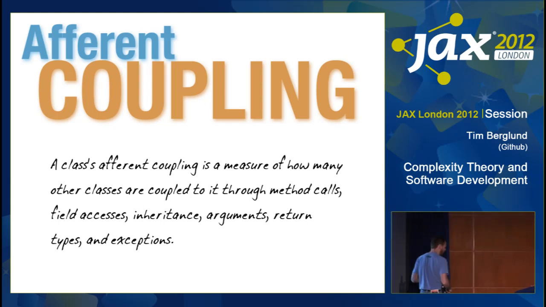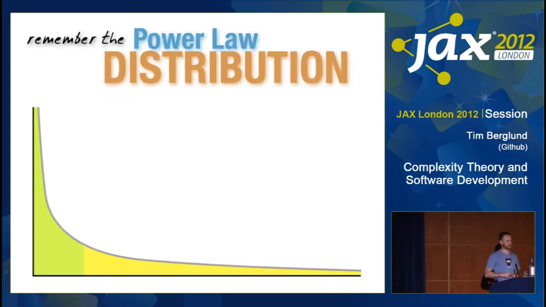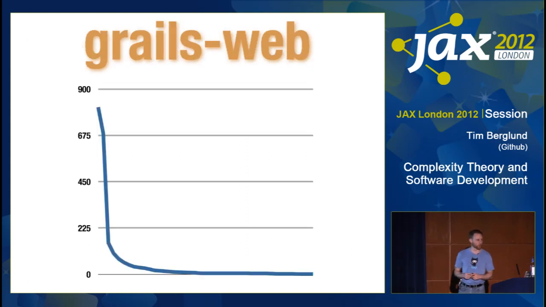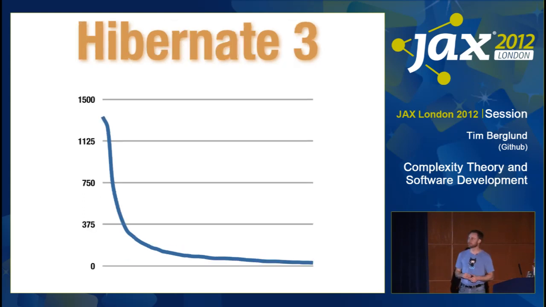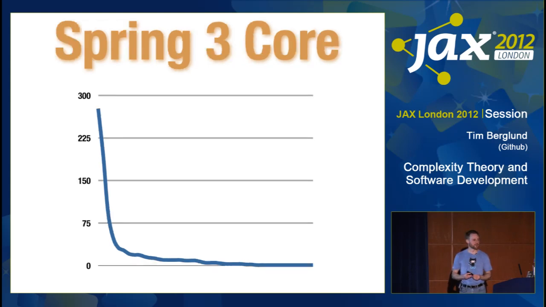So I grabbed some open source things, and I said, well, maybe I can find a hidden power law in those things. I thought, all right, here's the histogram of afferent coupling in the Grails web module. Interesting. Here's Hibernate 3. Okay, here's Spring 3 core. All power laws. I was giddy. I emailed a bunch of my friends. Like, yes, there's power laws. It's great. And I went to bed. I was so excited. It's sad, I know. It's the kind of person I am.